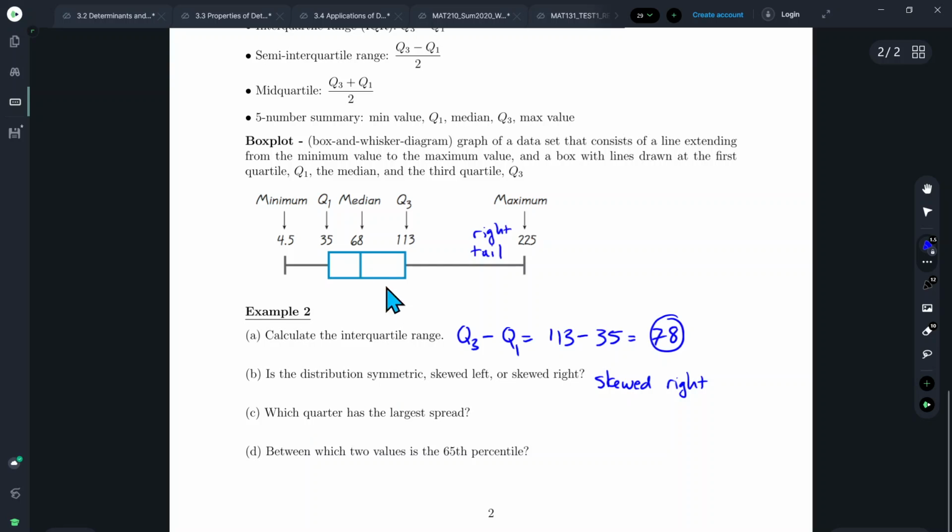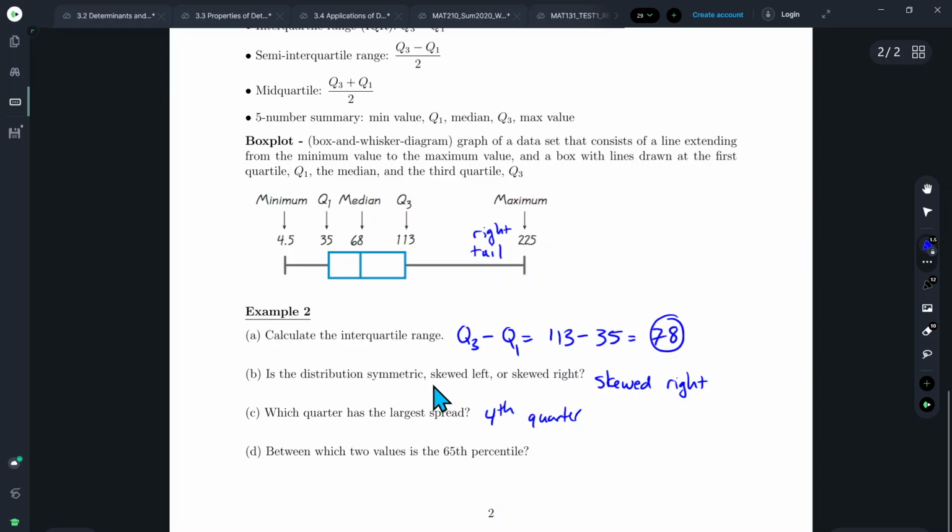And again, you can see the spread between the values by looking at the distances between the different pieces here, right? So the quarter with the largest spread should be this one here, right? Because this is the longest distance. So the largest spread is between Q3 and the maximum, which is the fourth quarter, right? Because this is the first quarter, second quarter, third quarter, and fourth quarter. So this would be the fourth quarter.